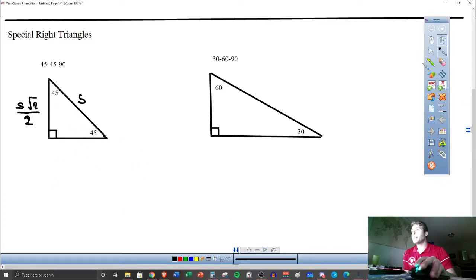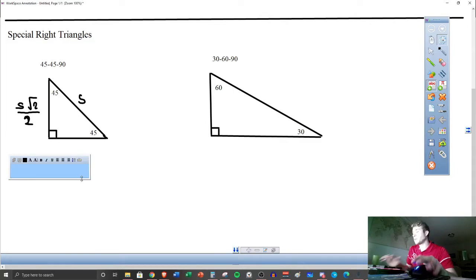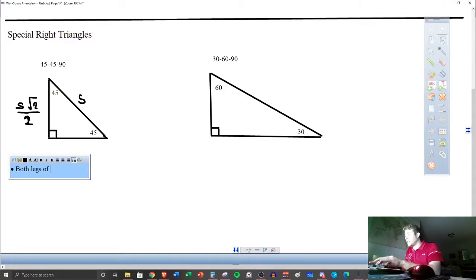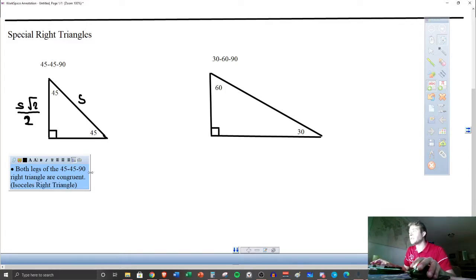Now, we also want to talk about this. Important for these 45, 45, 90: this is an isosceles right triangle. So we're going to say this. Both legs of the 45, 45, 90 right triangle are congruent, and we would call it an isosceles right triangle. So anytime you see an isosceles right triangle, it has to be a 45, 45, 90 triangle.